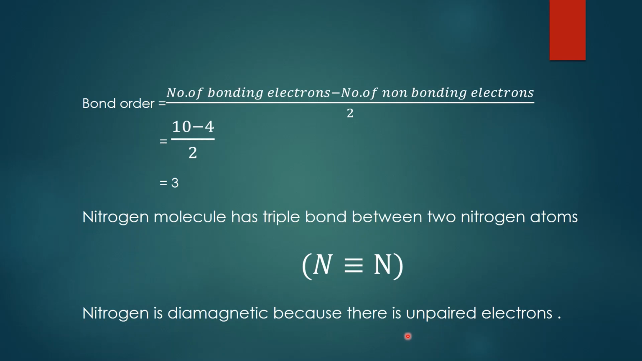Sorry, that was a typing error. No unpaired electrons. So if any atom or molecule contains no unpaired electrons, that is diamagnetic, and if any atom or molecule contains unpaired electrons, that is paramagnetic.